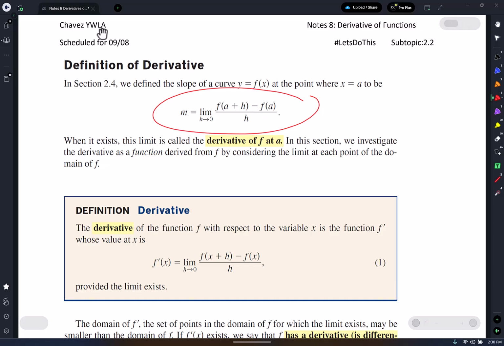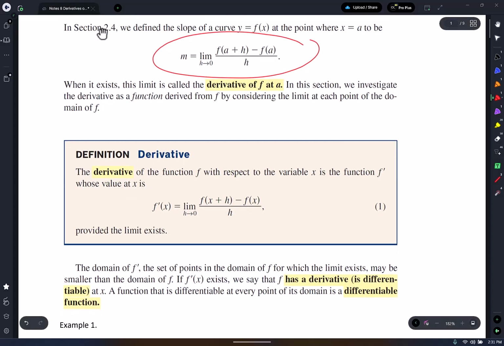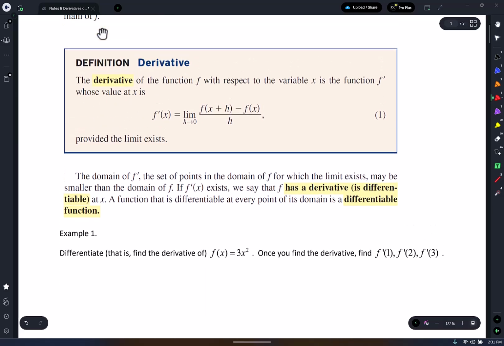We defined the slope of a curve at a point where x equals a, and that's what we found. When it exists, this limit is called the derivative of f at a. In this section, we investigate the derivative as a function derived from f by considering the limit at each point of the domain of f. All that means is that we're going to be taking the derivative of f with respect to x. So we're not going to find it right at a point, but we can plug in any x value to get my tangent slope. That's all we're doing.